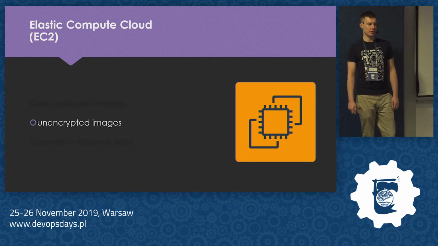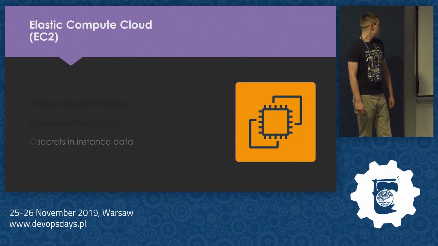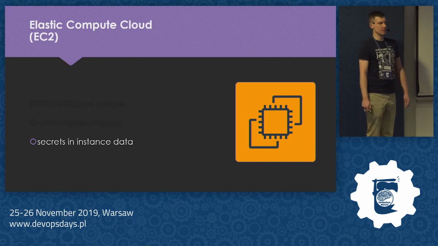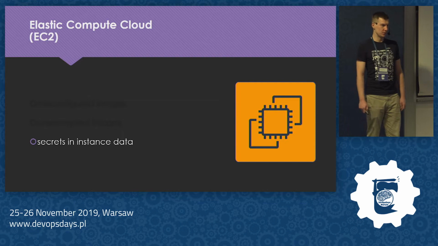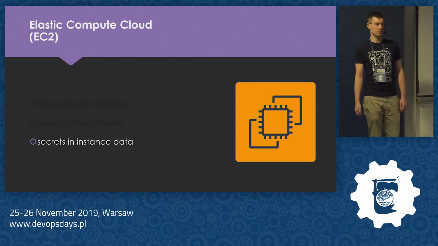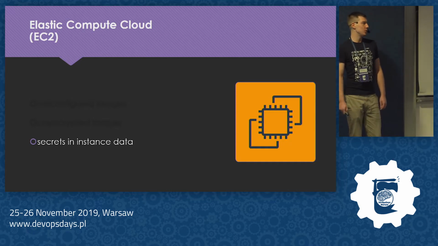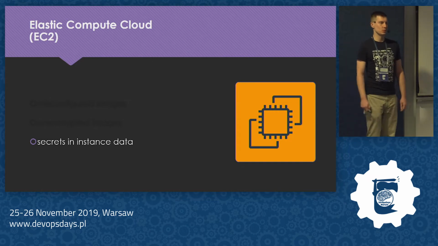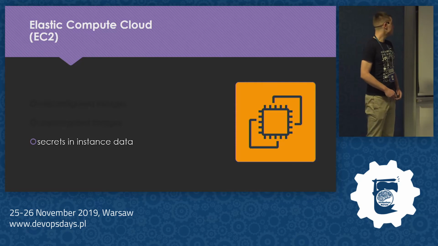Unencrypted images, so if you have images that are unencrypted, and your AWS account gets compromised, obviously an attacker would be able to just gain access to them without much problem. And if you store secrets in plain text in the instance data, that also is another problem. There are separate services in AWS to deal with secrets, exchanging secrets and provisioning secrets for your applications. So obviously you should be using them instead of just storing plain text passwords or other types of secrets in the AWS instance data.